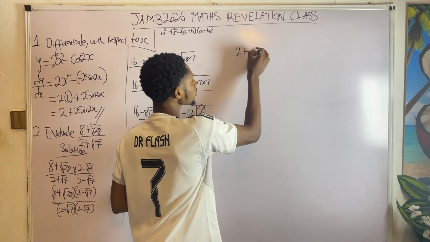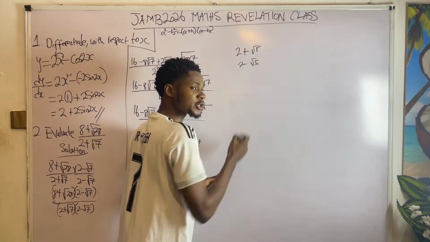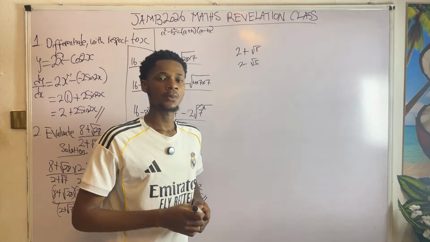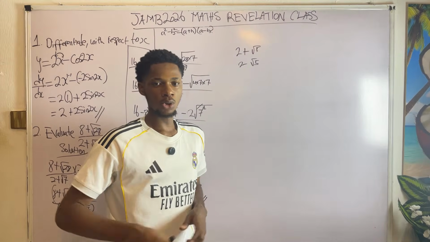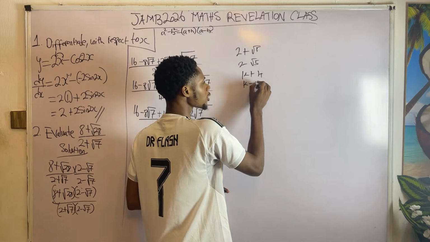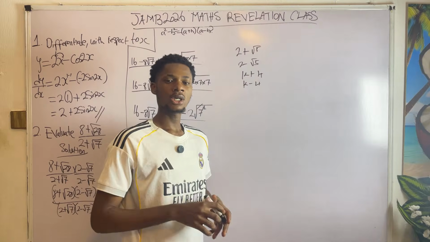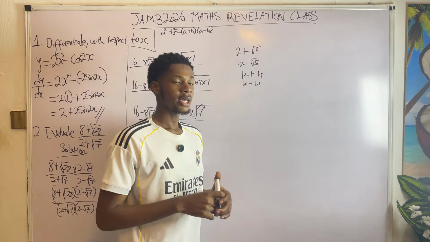If we're having 2 plus root 5, the conjugate of this is 2 minus root 5. Where there is plus, replace it with minus, or where there is minus, replace it with plus. So if you're having, for example, k plus 4, what is the conjugate? K minus 4. Conjugate simply means replacing plus with minus or minus with plus. That is exactly what conjugate means.